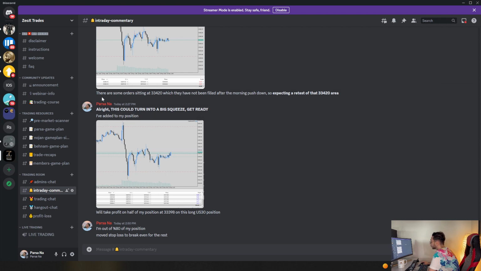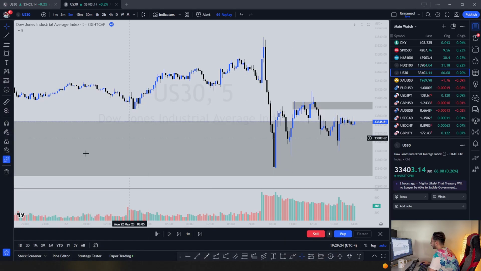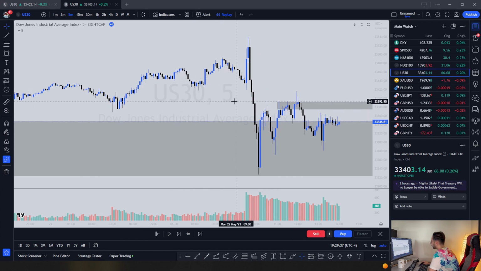And earlier, I mentioned that there are some orders sitting at 33,420, which have not filled after the morning push down. So expecting a retest of that area. What was I talking about in that area? It was around this area that we had a rejection, and also we had a fair value gap, an order imbalance all the way from here to here. So these two areas, I was giving a chance. I thought we might test these two areas. We might test either somewhere around here or touch into this area.